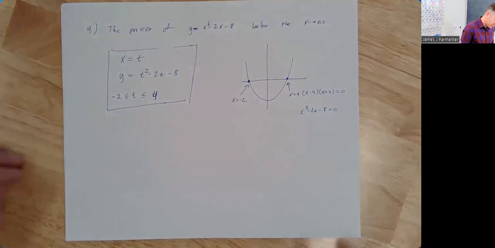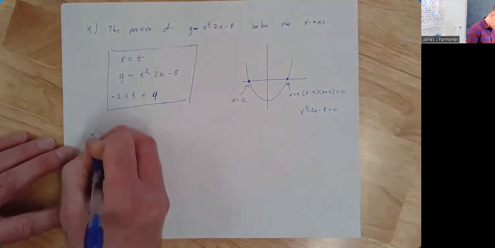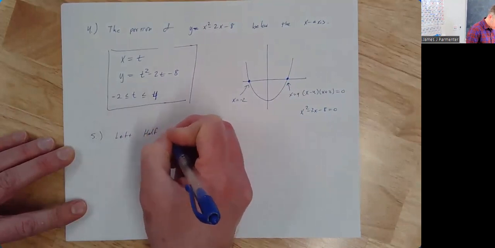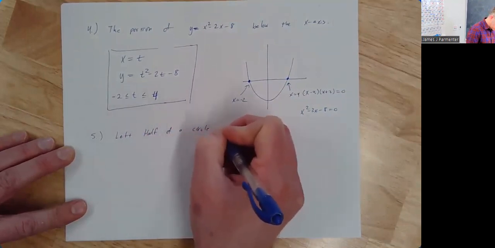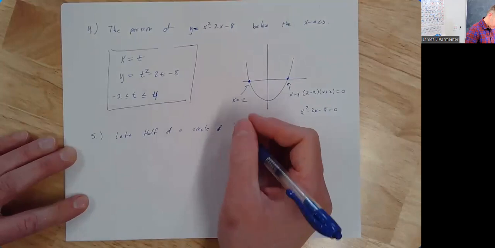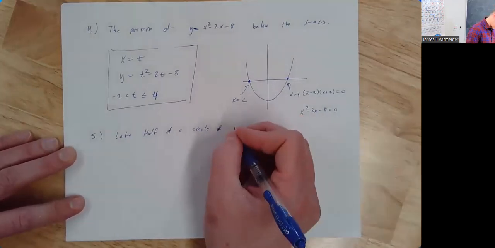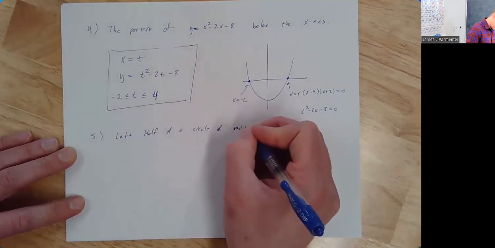Yeah, cool. I want to go that way. I kind of want to go the other way. Fine. Sure. How about the left half of a circle, a circle of radius 3, center at the origin.